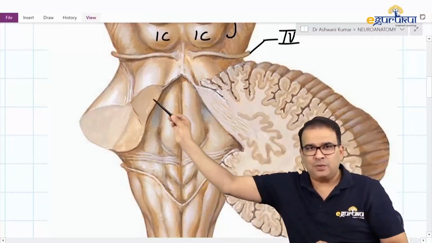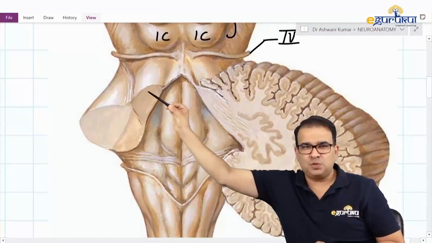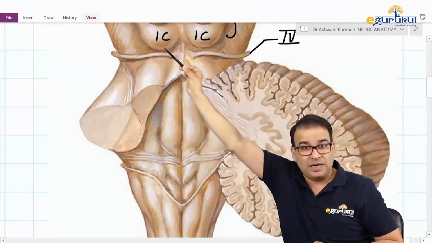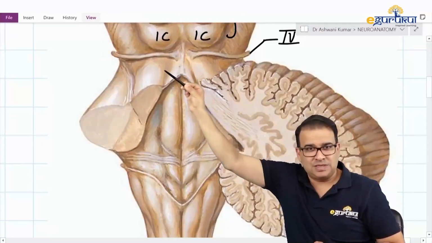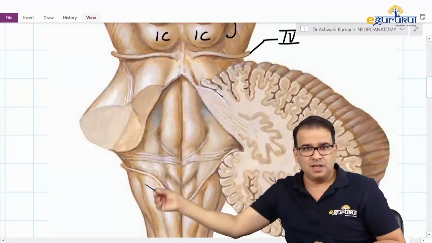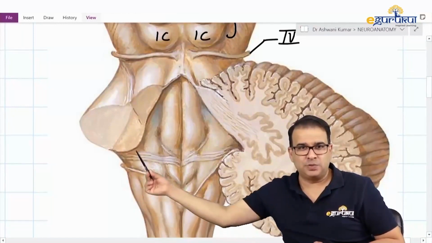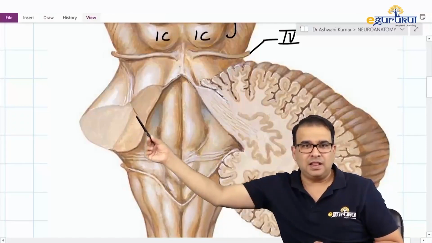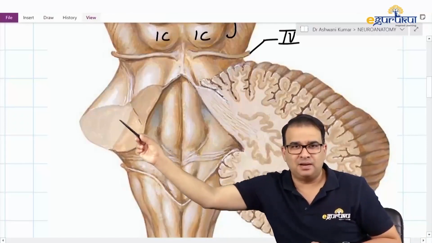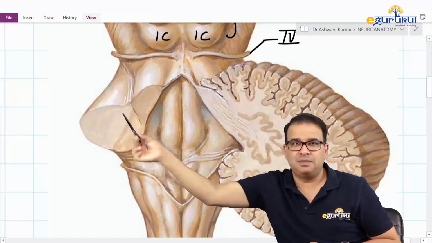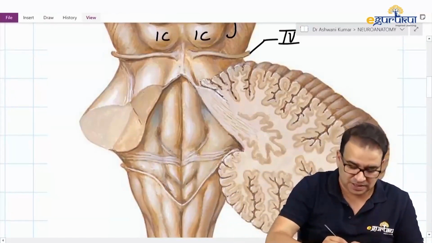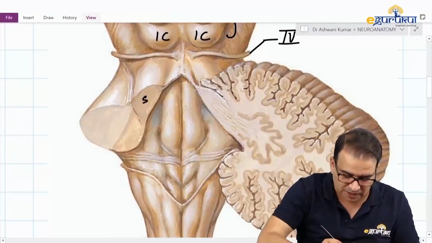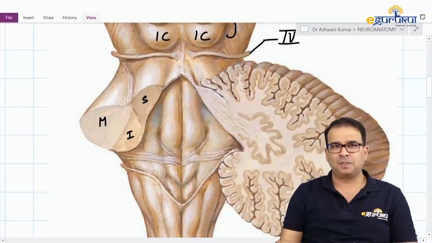If you look carefully, look at that white matter bundle where I'm pointing right now. This white matter bundle is coming from above, that is from the midbrain. So this has to be the superior cerebellar peduncle. The one which is coming from below here, look at this one, they've shown you a different shade also. That is the inferior cerebellar peduncle. And the one which is more outside, shown in a lighter shade, that is the middle cerebellar peduncle. This is the superior cerebellar peduncle. This is inferior, and this one is the middle cerebellar peduncle.